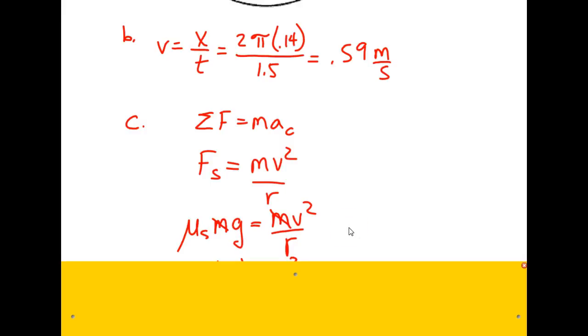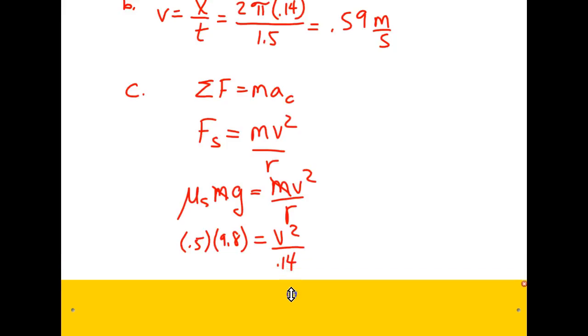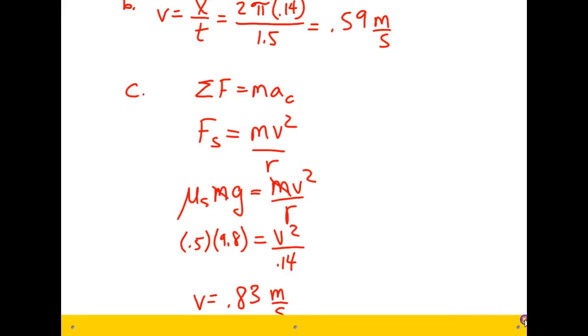Okay? We want V to be calculated, so we go ahead and substitute. 0.5 times 9.81 equals V squared over 0.14. Go ahead and solve for V, and we get 0.83 meters per second.